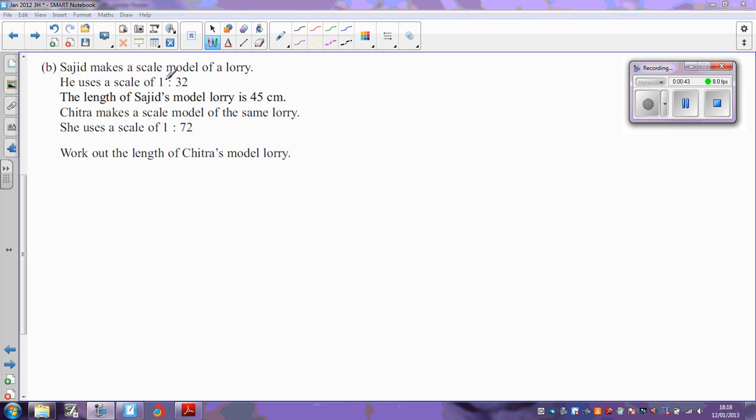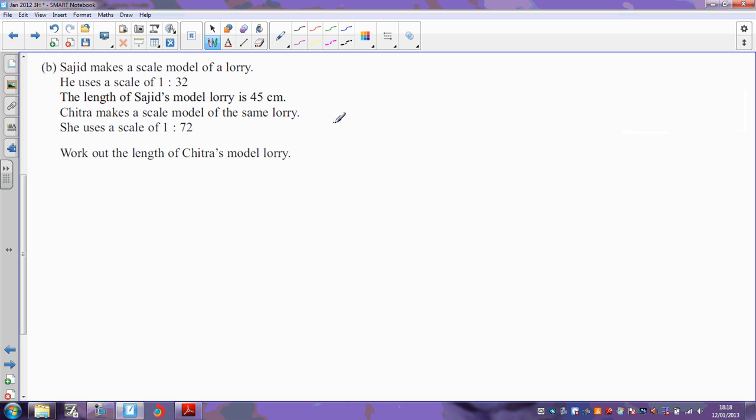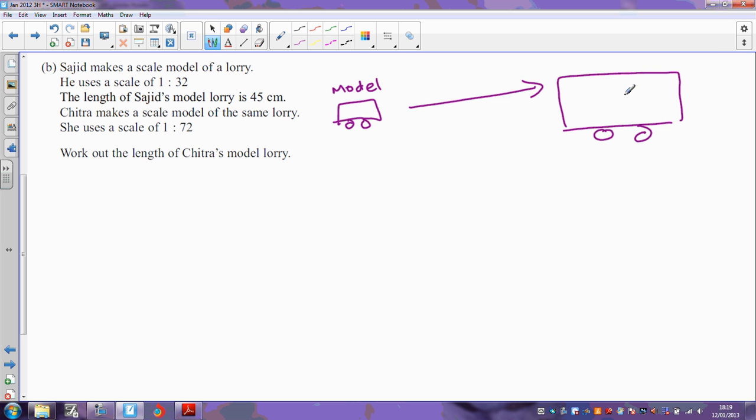Okay, a scale model of 1 to 32 means that your little model lorry, let's pretend this is our lorry, if this is the model, it means that the model, to make it into the real live lorry, if you like, the real lorry is 32 times longer, wider, taller than the model lorry.